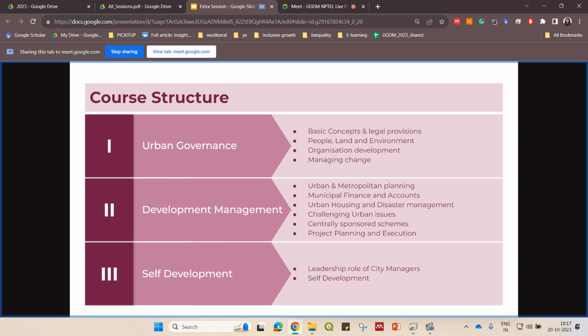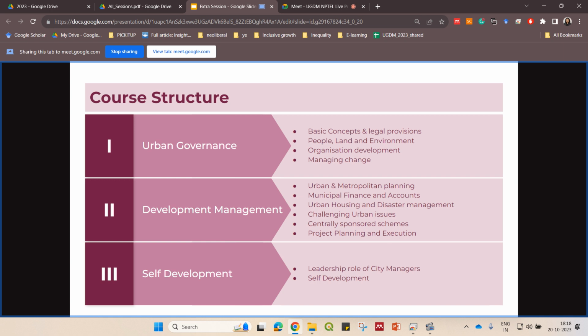Next section would be the development management. In this, there were several sections which included urban and metropolitan planning, municipal finance and accounts, urban housing and disaster management, challenging urban issues, centrally sponsored schemes, and project planning and execution. So this is basically what all different tools and frameworks exist for managing development in urban settings. This section talks about that.